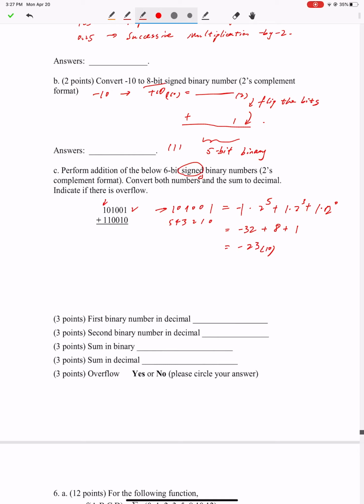And you can do this step for the second signed binary number using the same method. And then you can sum them in the binary form and also sum them in the decimal form to tell whether or not it has the overflow. The method is you need to compare the final result and these two summand numbers. If the final result is longer than these two summand numbers, then you have an overflow. Otherwise, there's no overflow. Okay.